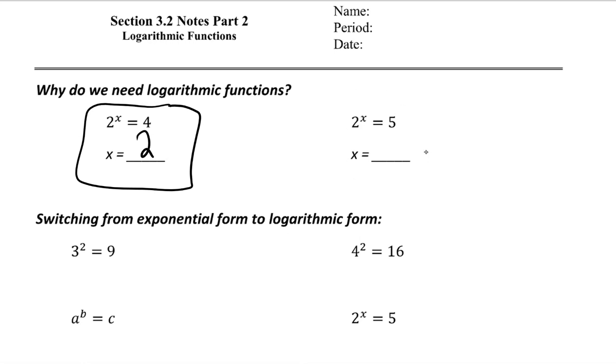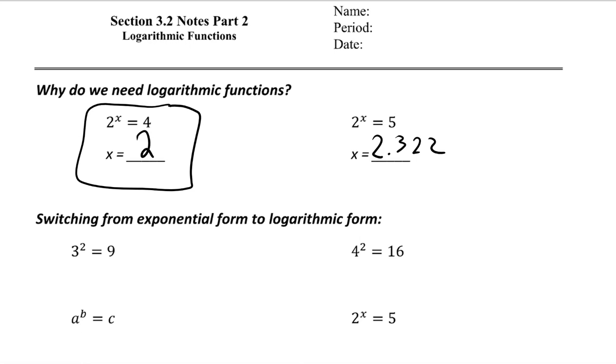But if I ask you to solve this one on the right, 2 to what power gives you 5, well, that's not a nice whole number. 2 to the second power gives you 4, so this one's going to be more than that. 2.1, 2.2. It's actually 2.322. But you're not going to come up with that in your head, number one.